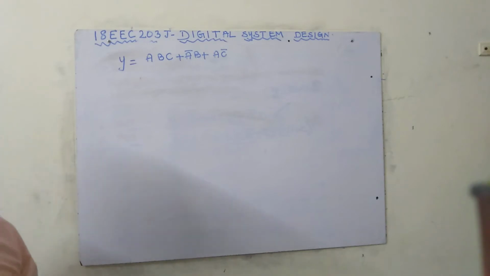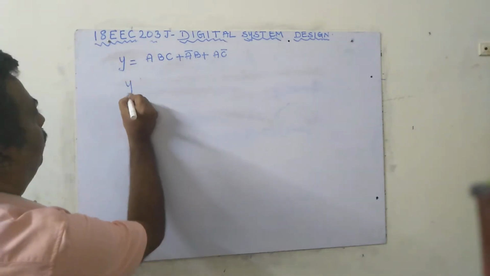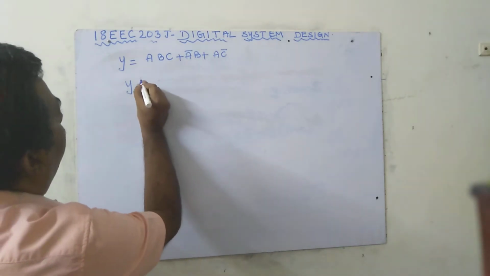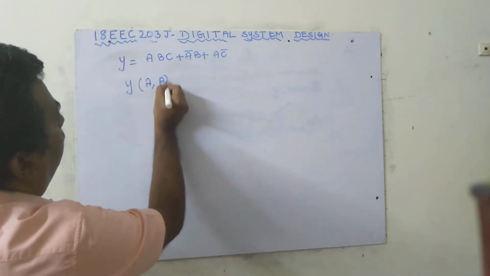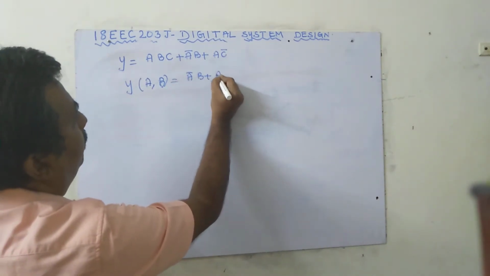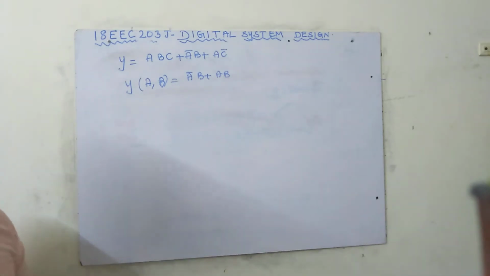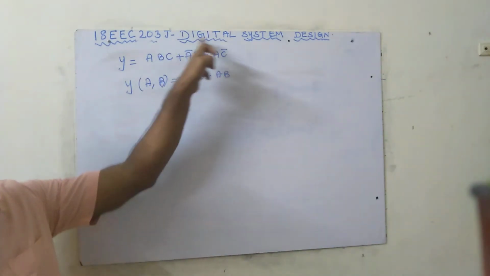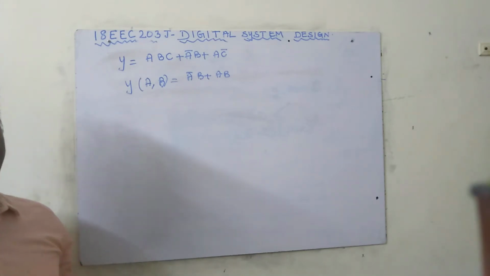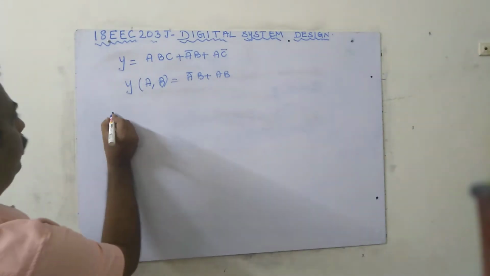Let us consider two variables, a simple equation. Y is a function of a, b: y(a, b) is equal to some function, like a bar b plus a b. We are having only two variables here, whereas earlier it was three variables. Both are in SOP form. Suppose we are having a b, so how do we write the truth table?